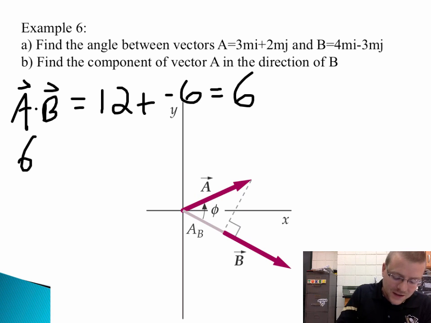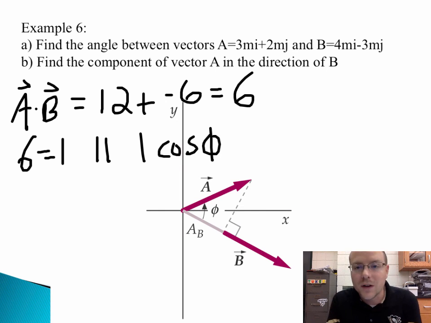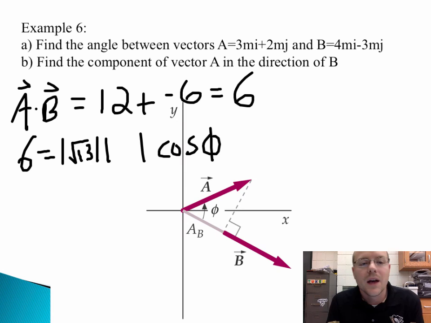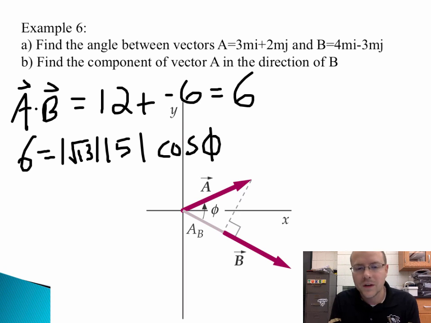So I have 6 is equal to the magnitude of A multiplied by the magnitude of B times the cosine of phi. Well, if I look at my setup here, vector A's magnitude is 3 squared plus 2 squared, so that's 9 plus 4, or 13, so this is the square root of 13. And for the other one, I've got 4 squared plus a negative 3 squared, which ends up being a 3, 4, 5 triangle. So if I take the magnitude of vector B, I'm going to get 5.